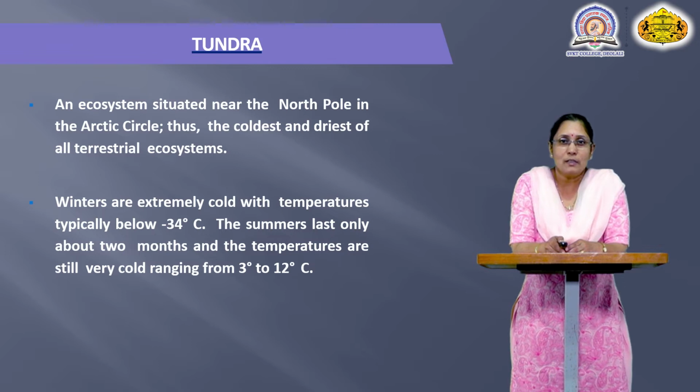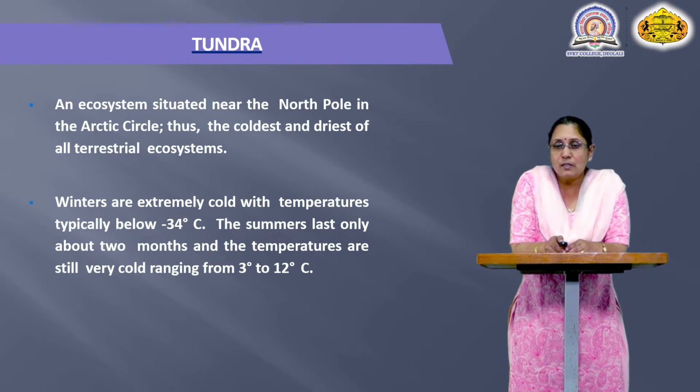So it is the coldest and driest area which you can see, where winters are extremely cold. So extreme cold can be observed, meaning temperature is up to minus 35 degrees Celsius. The summers last only about 2 months. Meaning the duration of the summer season is very short, and the temperature in that summer is again cold rather than warm or hot, near about 3 to 12 degrees Celsius.